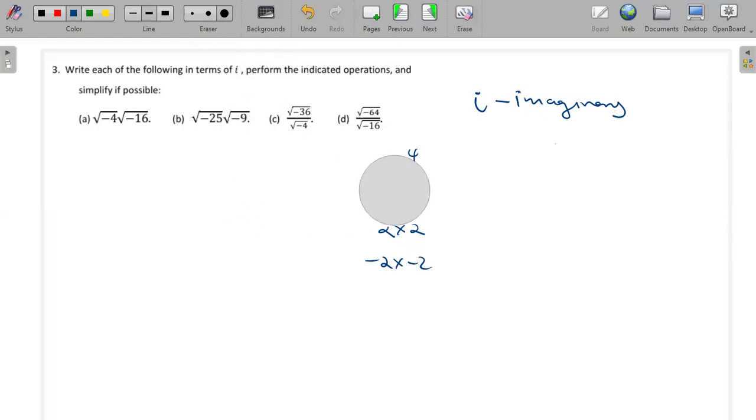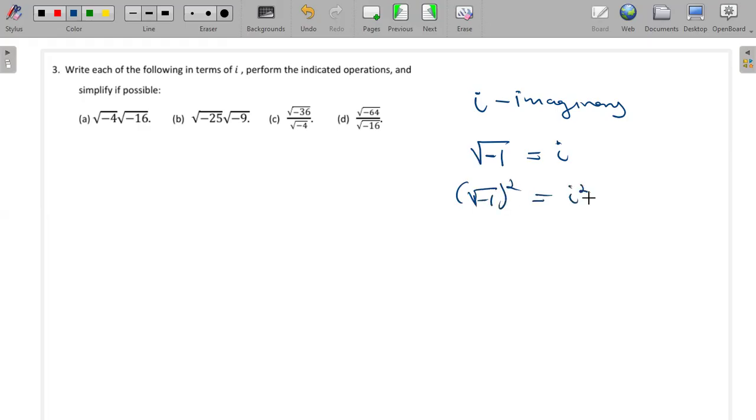That's where we can use the complex numbers. What this represents is that the square root of negative 1 is equal to i. Square root of negative 1 is equal to i. When you square both sides, the root and the square cancel, so this just gives me negative 1, and this is going to be equal to i squared. So i squared is equal to negative 1.